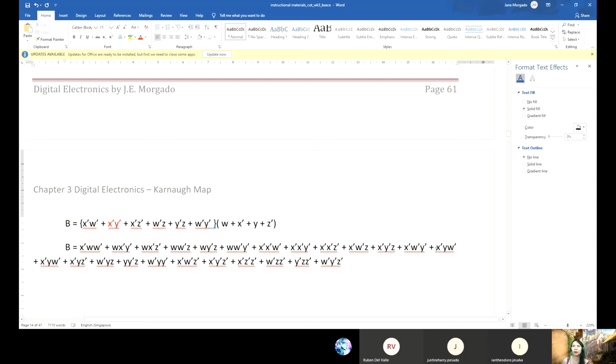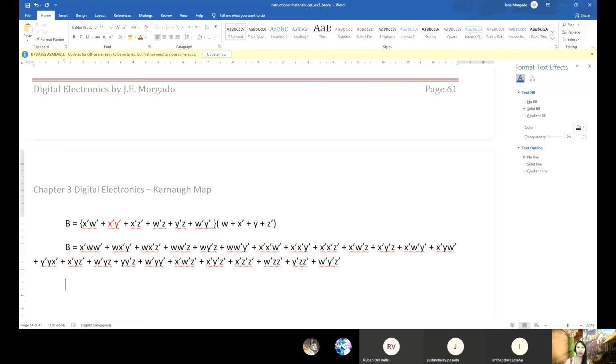Okay, X prime, W prime. So this is the first Y, X prime, W prime. Then you have Y, X prime, Y prime. Okay, so Y prime. Tama ba? Y prime, X prime. Okay, and next we have X prime, Y, Z prime. Then we have W prime, Y, Z, Y prime, Z, and Y prime, W. Then next we have Z prime. Okay, Z prime, X prime, W prime, Z prime, X prime, Y prime, Z prime, X prime, Z prime, Z prime, W prime, Z prime, and Y prime, Z prime.